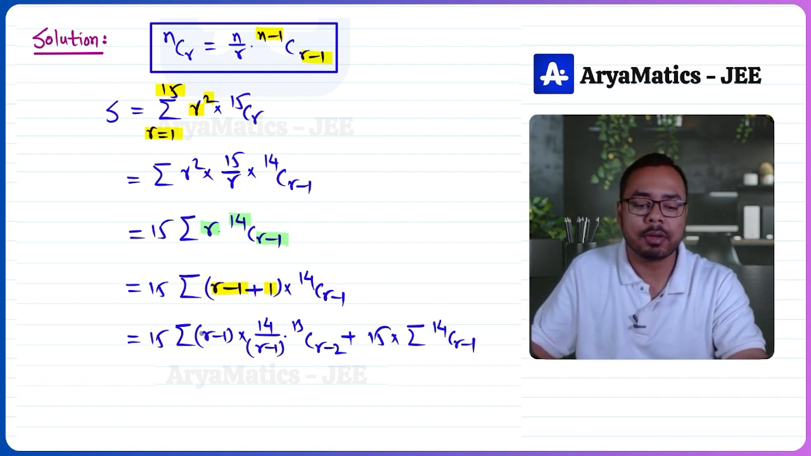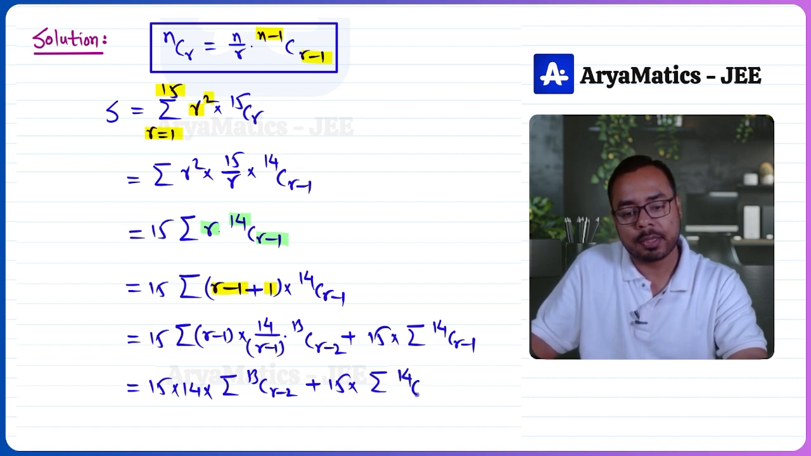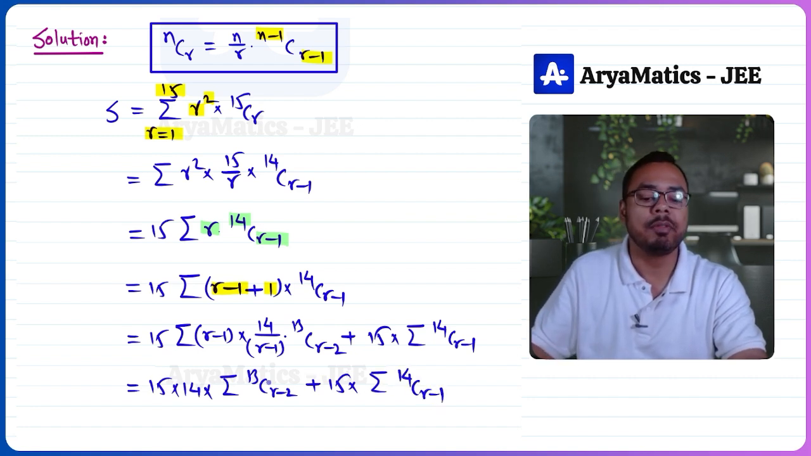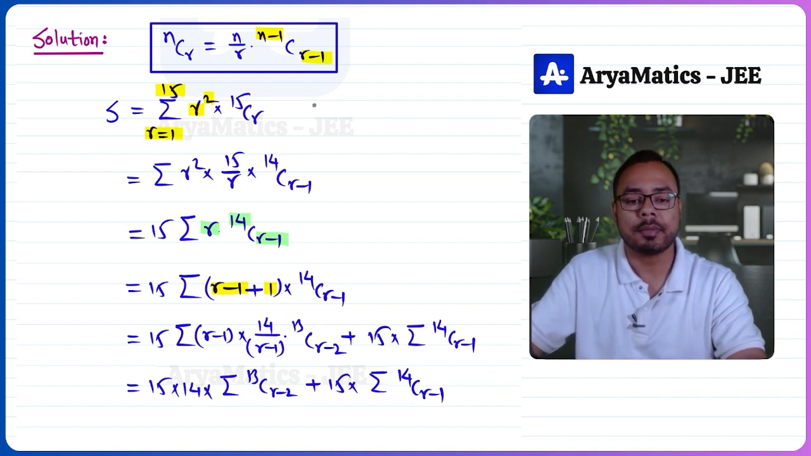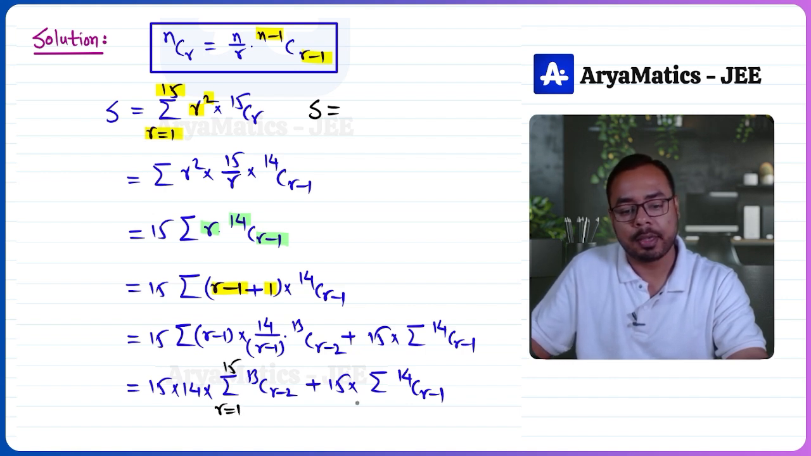And now you can see this r minus 1 also we can cancel, so ultimately we have 15 into 14 into sigma 13Cr minus 2, and the other term will be 15 into sigma 14Cr minus 1. Now we can write the sum of this series, right? Remember r is starting from 1 up to 15. Here the limit for r will start from 1 to 15. Here also the limit for r is from 1 to 15.